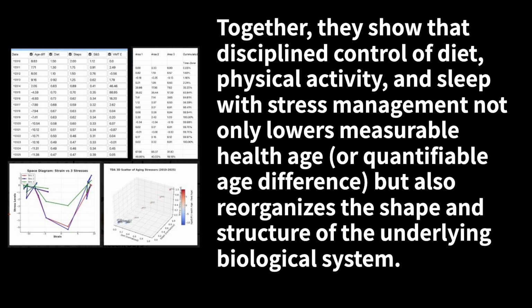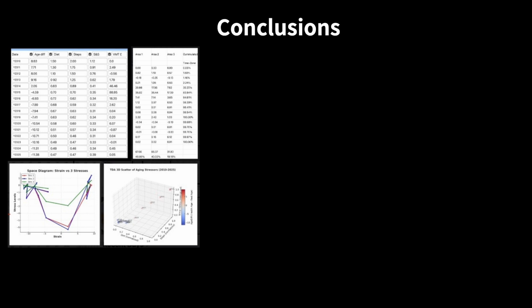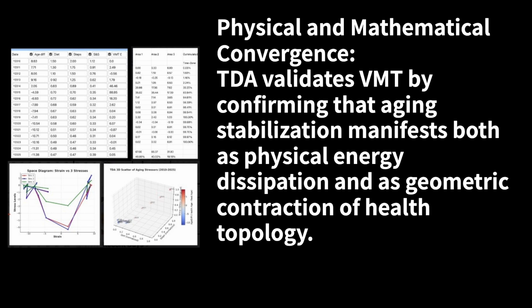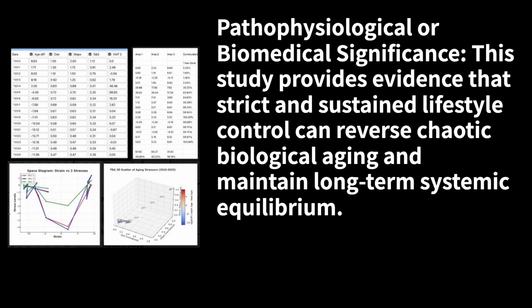Together, they show that disciplined control of diet, physical activity, and sleep with stress management not only lowers measurable health age, or quantifiable age difference, but also reorganizes the shape and structure of the underlying biological system. Conclusions: physical and mathematical convergence. TDA validates VMT by confirming that aging stabilization manifests both as physical energy dissipation and as geometric contraction of health topology.